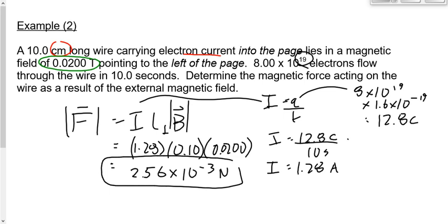Now, what's the direction? The electron current is going into the page, left thumb into the page. Magnetic field is pointing towards the left of the page. So thumb into the page, fingers left of the page, palm points down the page. Or you could say toward the bottom of the page. Just don't say down, right? Your page is your frame of reference. It's down the page. It's toward the bottom of the page.